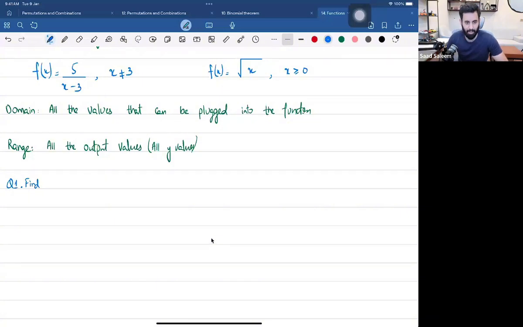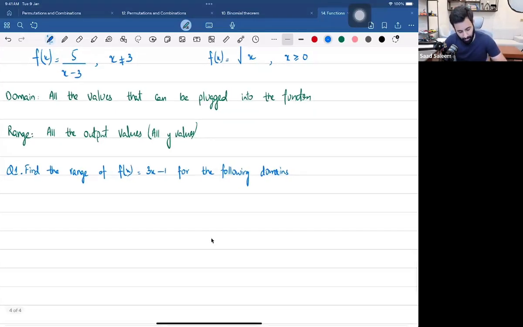The question is that we have to find the range. So find the range of f of x, which is equal to 3x minus 1 for the following domains. A lot of times people just ask for shortcuts. In functions, let me tell you, there is no shortcut. If you want to get it right and if you want to be confident about what you're doing, it's best that you do it the longer way so that it's clear to you and also clear to the examiner.